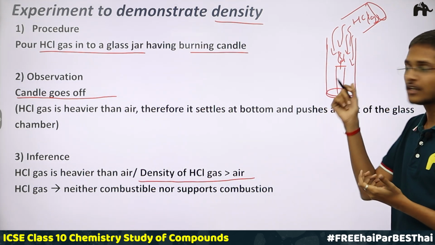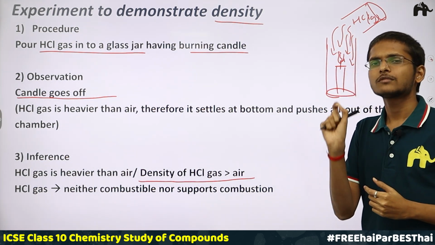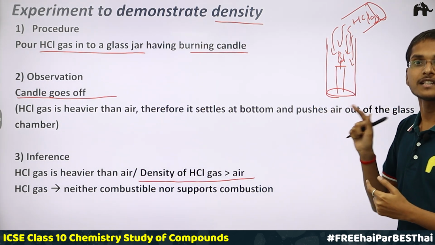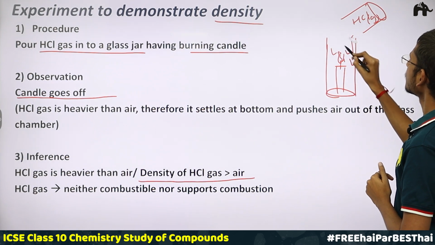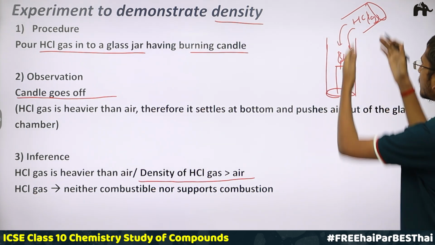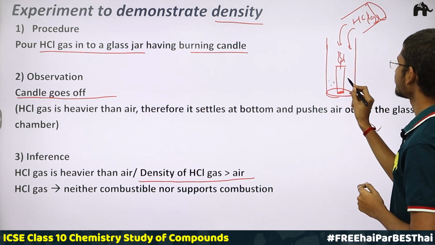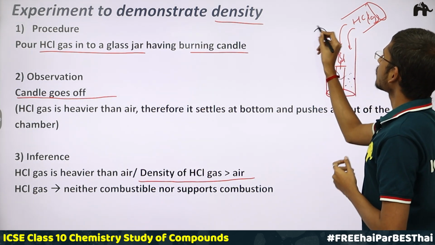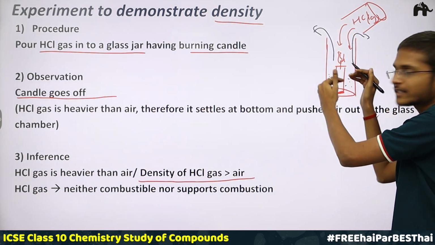And what is happening with that oxygen? Why isn't it getting the oxygen when we are pouring HCl gas? We can conclude, or we can understand from this, that HCl gas is heavier than the air. That's why, when we are pouring it, it would just go down and settle at the bottom, and the air which is present in the jar, it would push this air out of the jar because it is heavier than the air. That's the reason it would just accumulate and settle at the bottom.